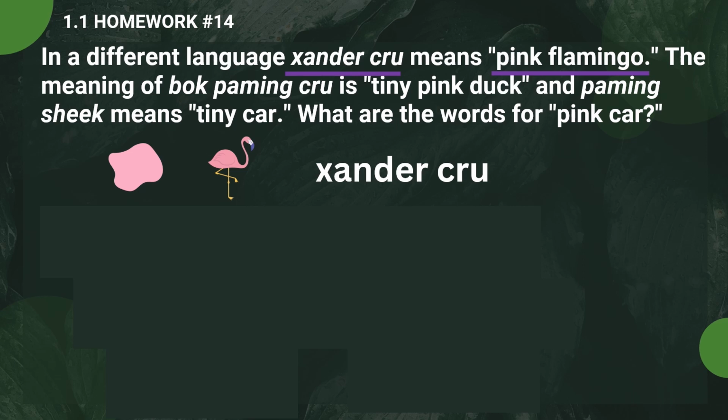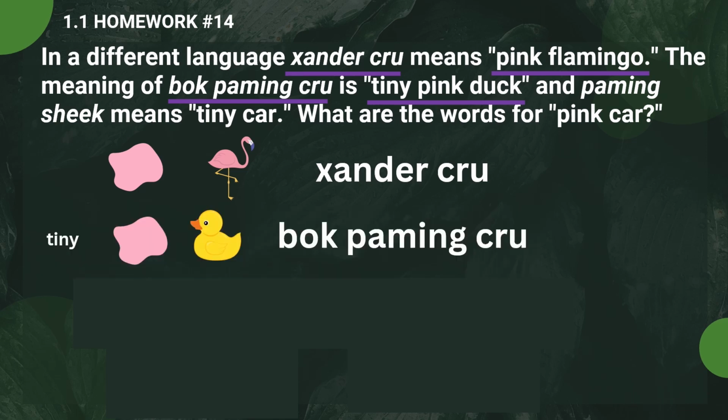So here's what I did. Xander Crew means pink flamingo. Now, I don't know which one of these means what. One of these means pink and one means flamingo, but I don't know which is which. So I just gave you a pink blob and a flamingo. Then it says the meaning of Bach Paming Crew is tiny pink duck.